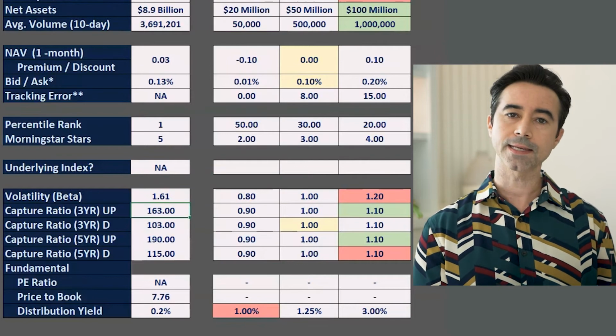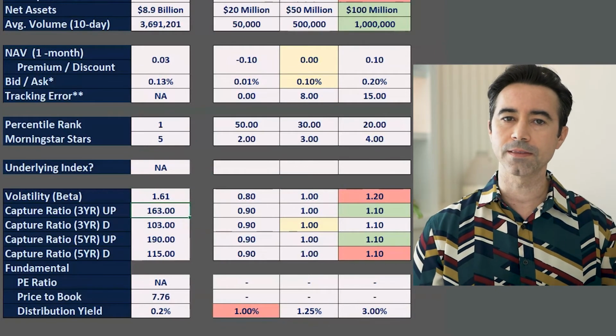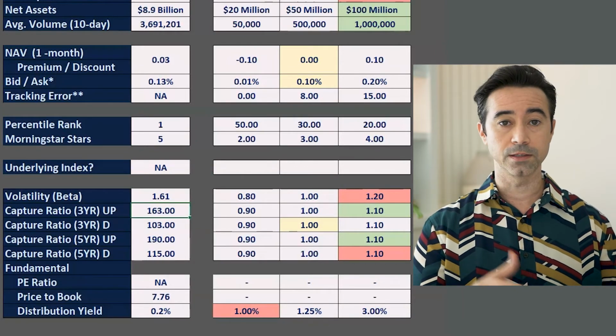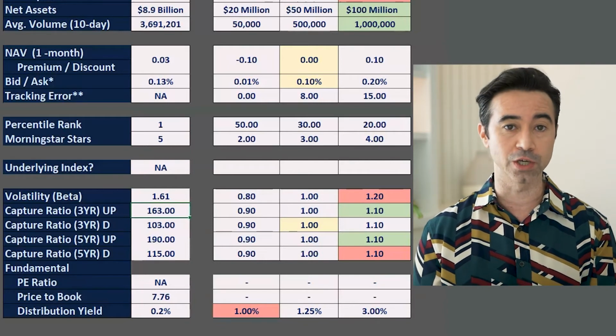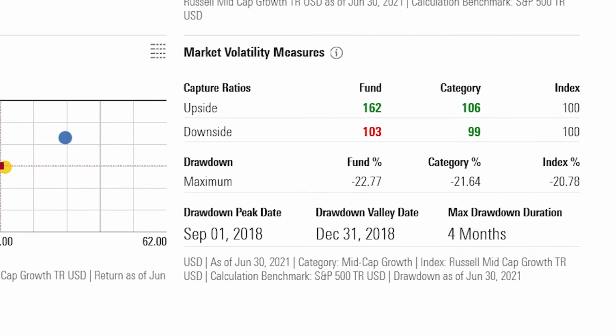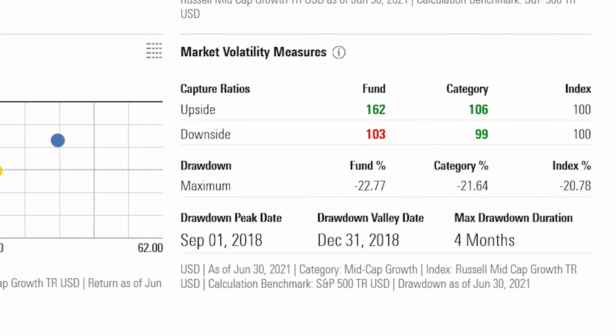The next thing here is the capture ratio. Where do you find this? You find this on Morningstar, and then you go to the Morningstar risk. So Morningstar risk, and you'll see capture ratios. And you can go by 3-year, 5-year, 10-year if the fund is 10 years old.